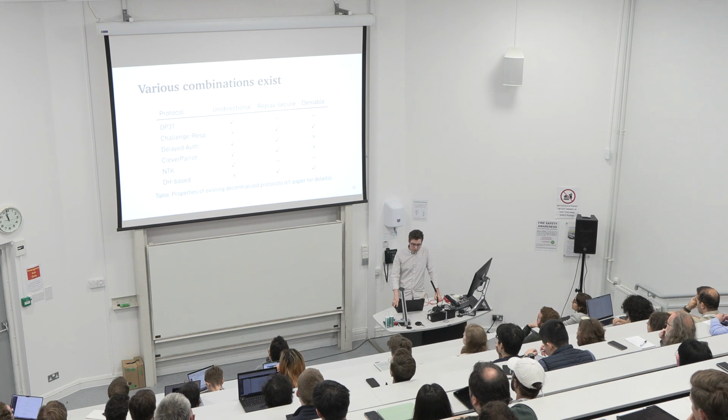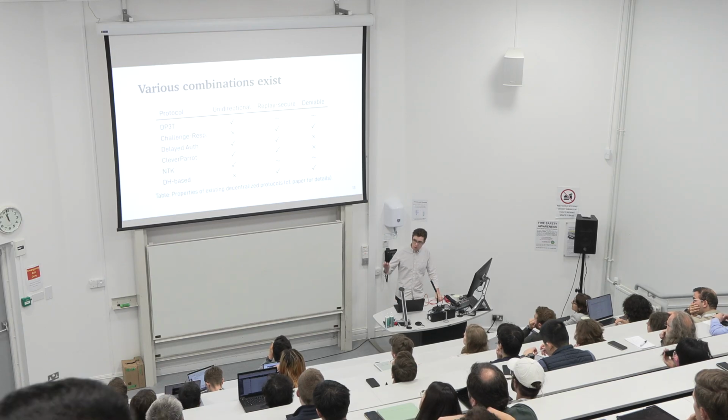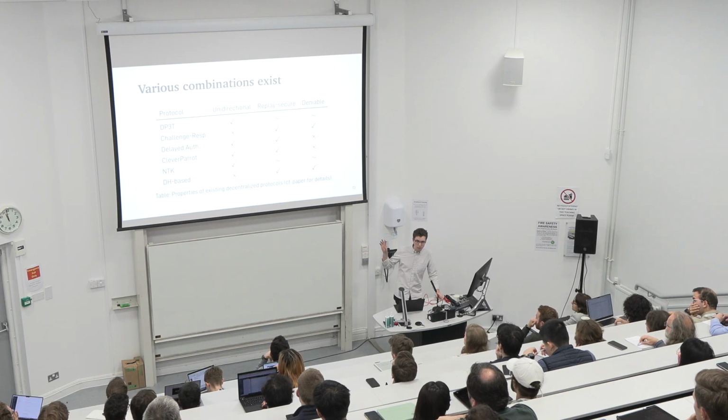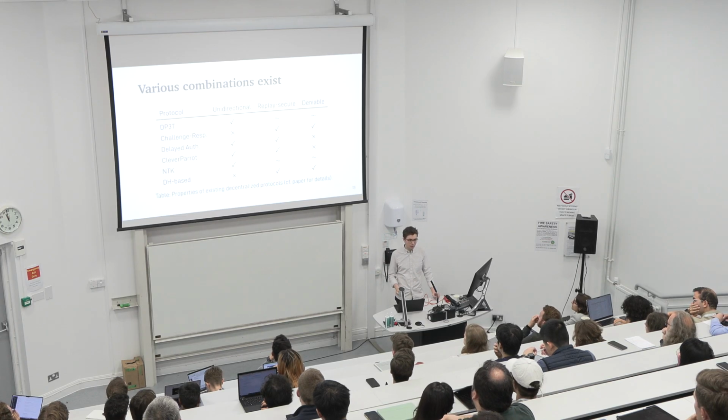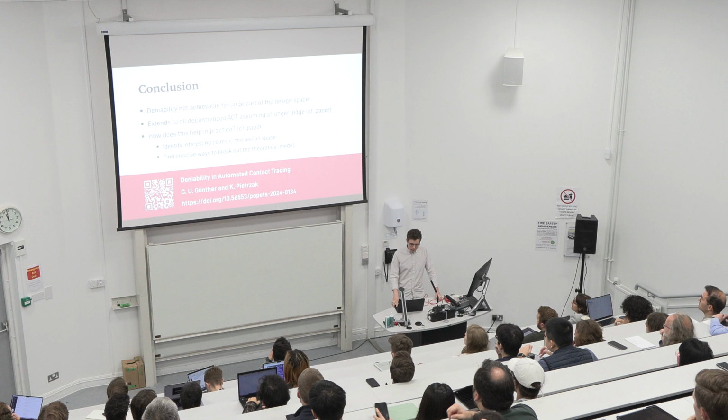And now what is interesting is that if you look in the literature, and there's loads and loads of proposals for these contact tracing protocols, the gist of this table, so you don't have to parse it all right now, is basically that many sensible combinations that are allowed by our impossibility result do exist in the literature, and people did propose them or discuss them. And please refer to the paper for details on this table.